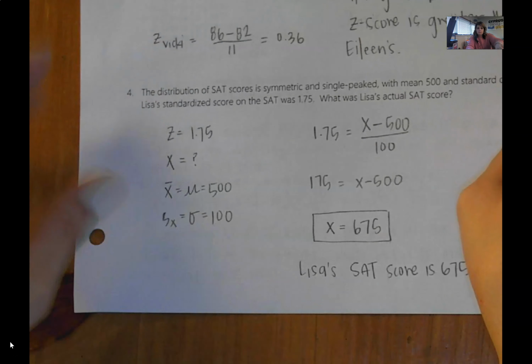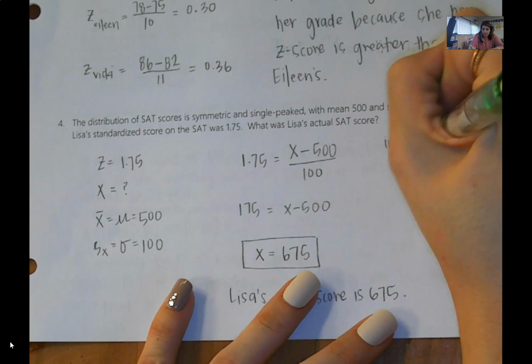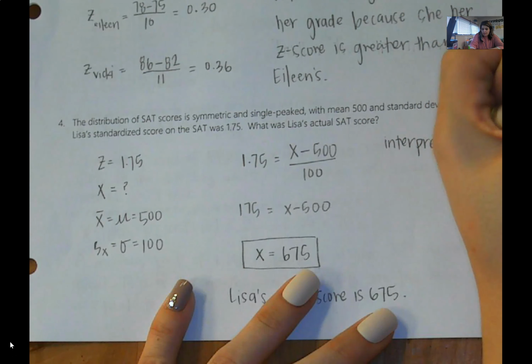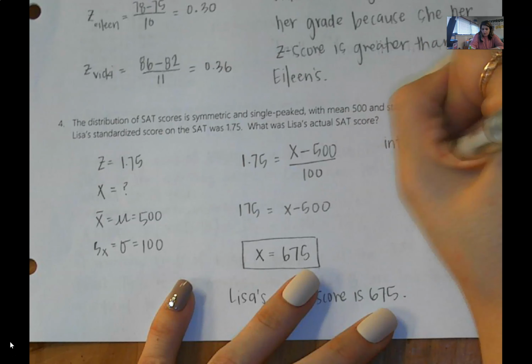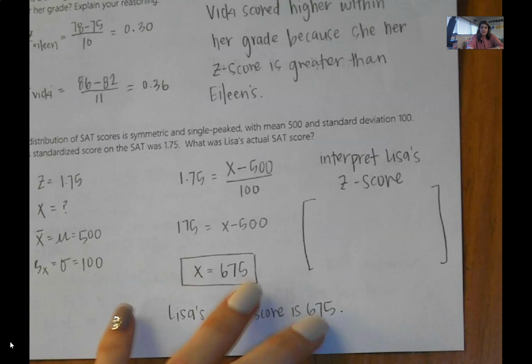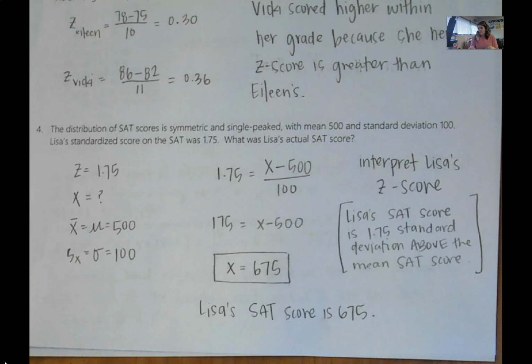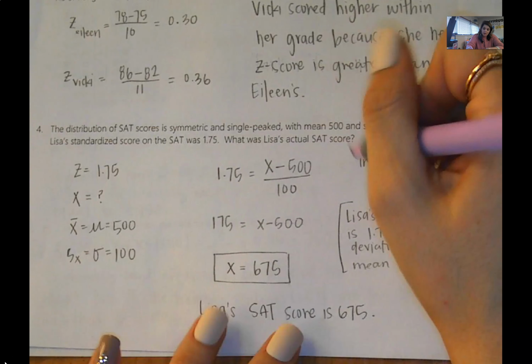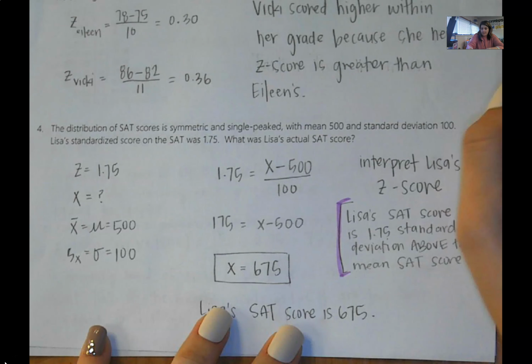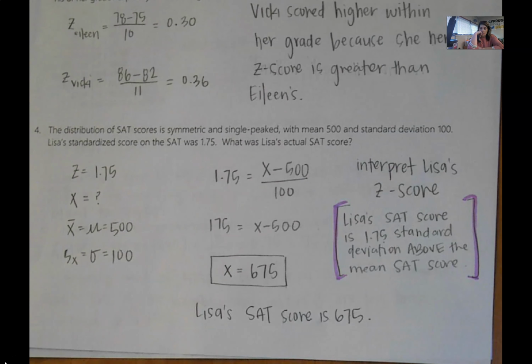So I would pause and challenge you to interpret Lisa's z-score. Really pause and write it out here. I'm going to pause too. Okay, so I have Lisa's SAT score is 1.75 standard deviations above the mean SAT score. You do need to interpret z-score on your exam.